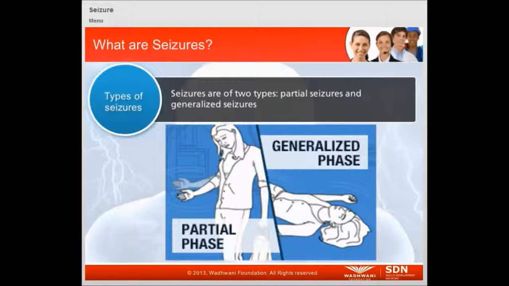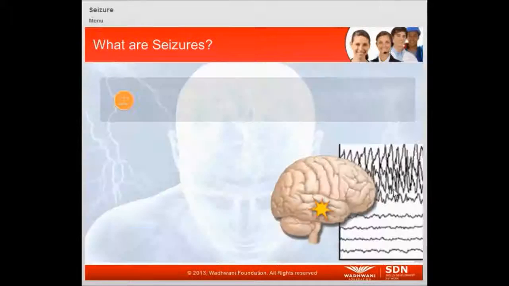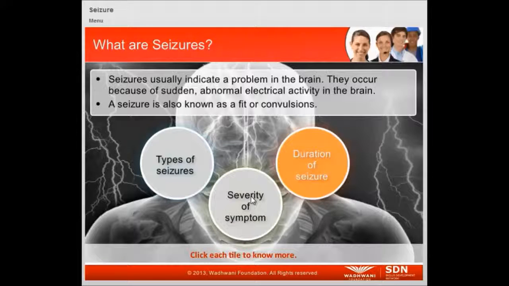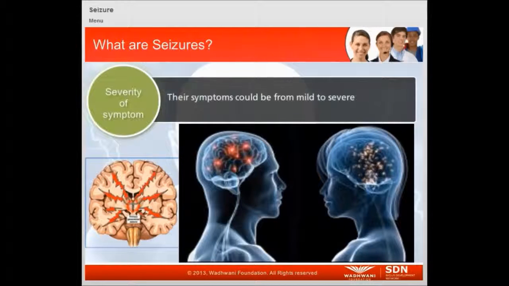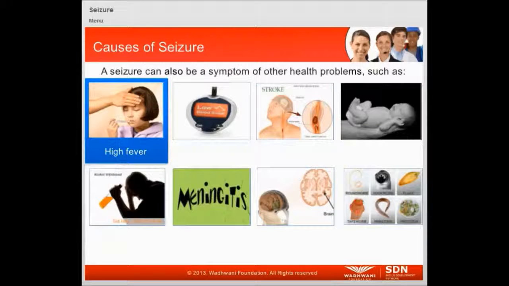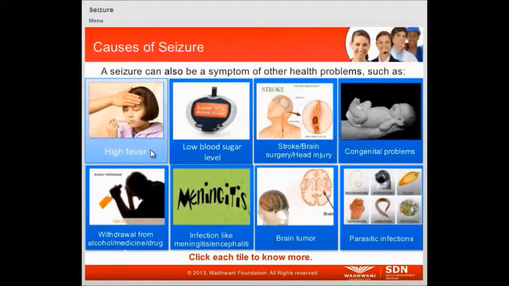Seizures are of two types: partial seizures and generalized seizures. Most seizures last from 30 seconds to 2 minutes and do not cause lasting harm. Their symptoms could be from mild to severe. Do you want to know the causes of seizure? Click each tile to know more.